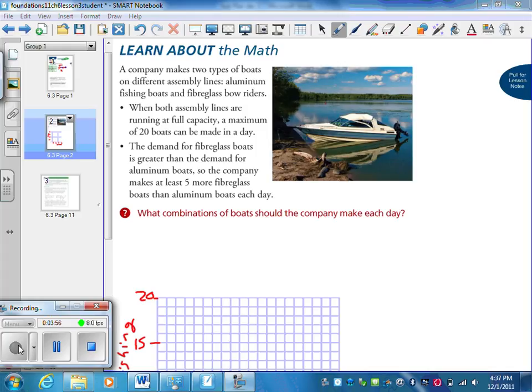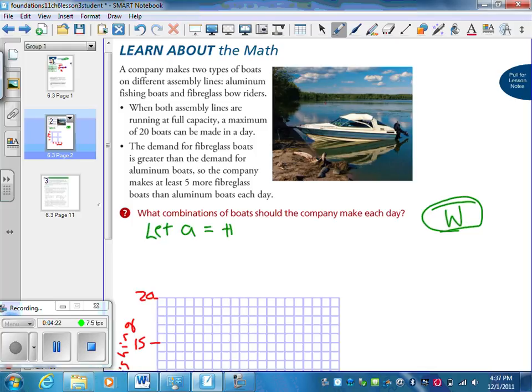First of all, is this continuous, and can any number be an answer? Can we have 15.732 boats? No, so we're only talking about whole numbers. We're not even talking about negative, just whole numbers. Okay? Let's do a let statement. I should have done that before. Let A equal the number of aluminum boats, and let F be the number of fiberglass boats.